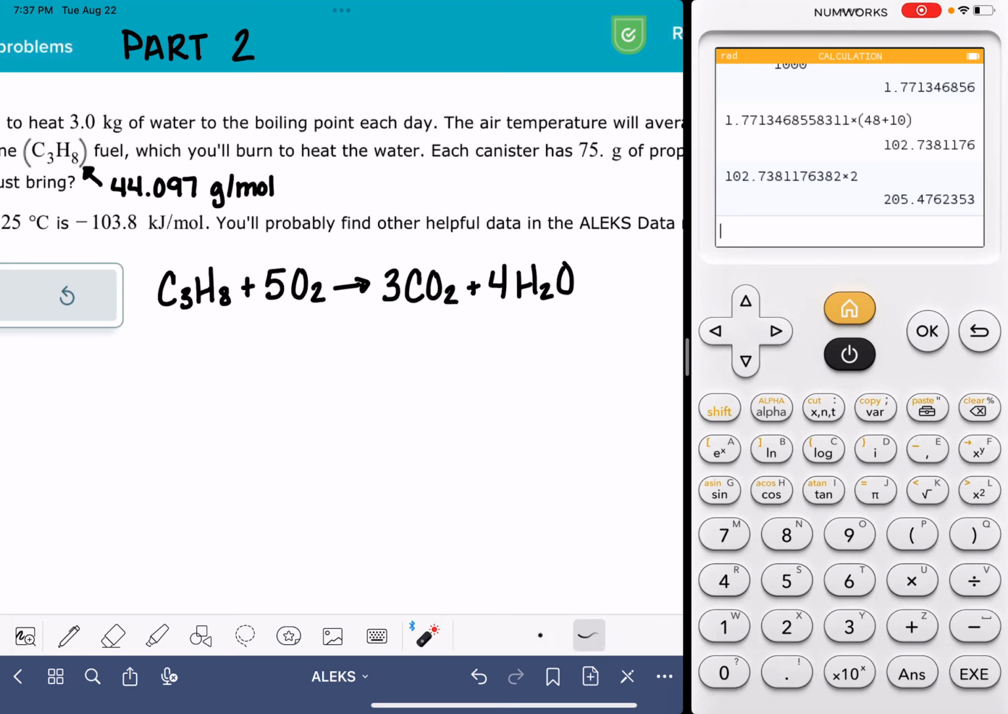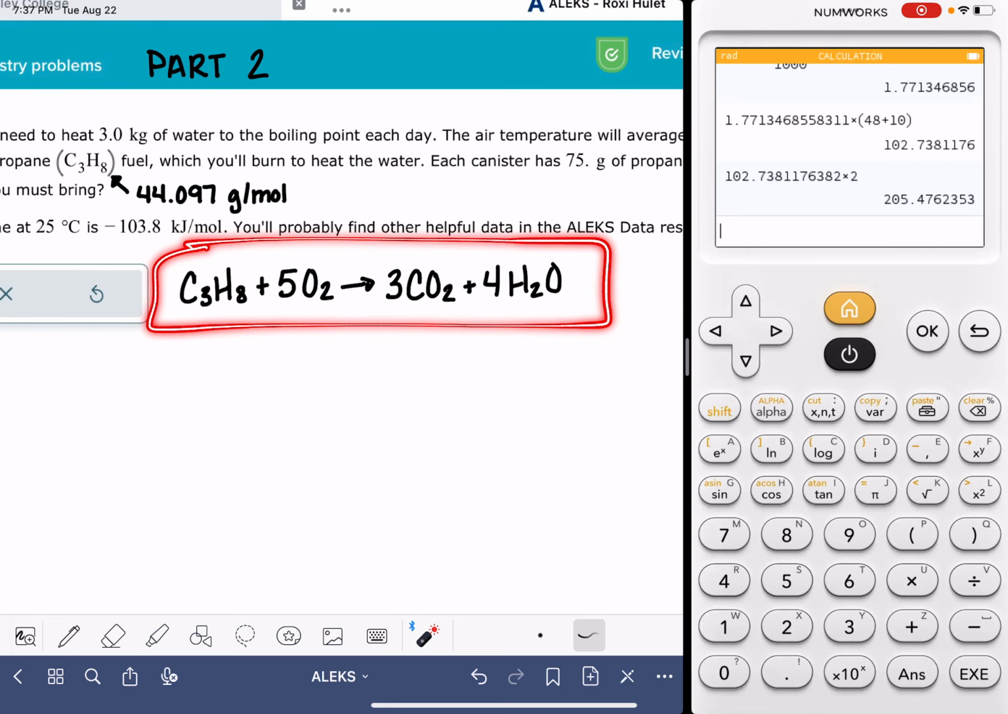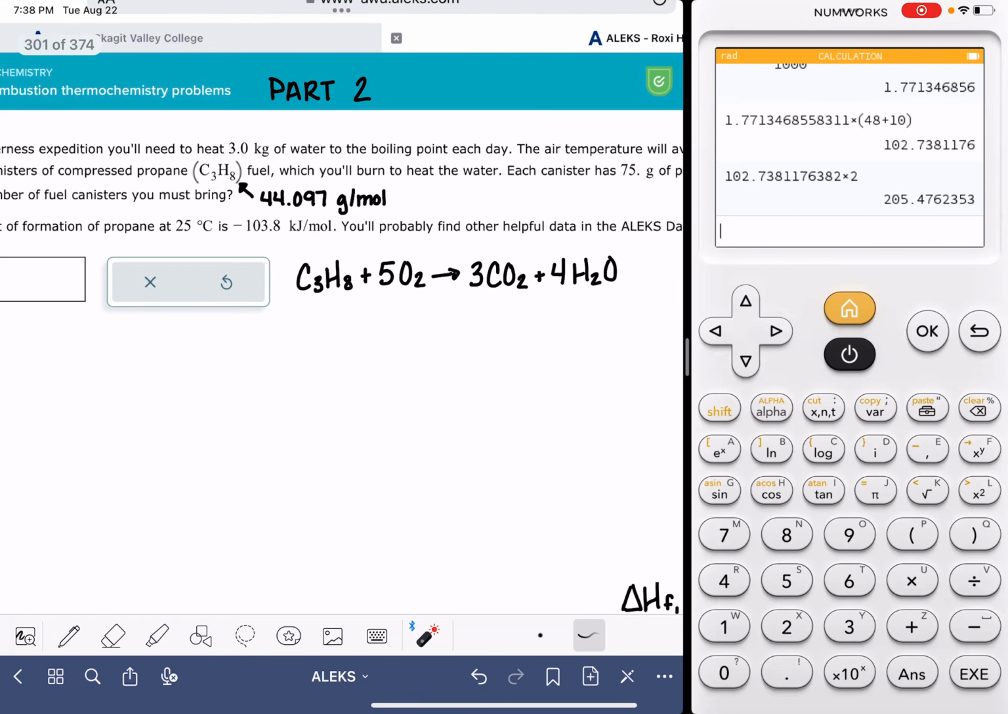I've got 3 carbons on each side. I've got 8 hydrogen and 10 oxygen. 6 plus 4 is 10. It is really important that you get this equation written and balanced correctly. You are absolutely going to get the problem wrong if your equation has not been balanced correctly.